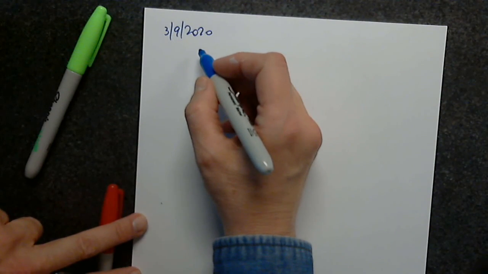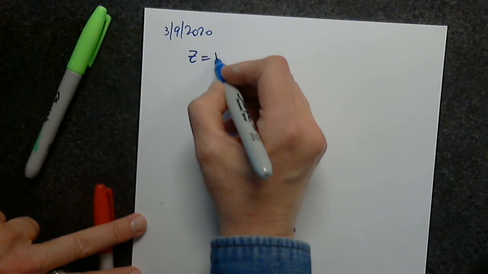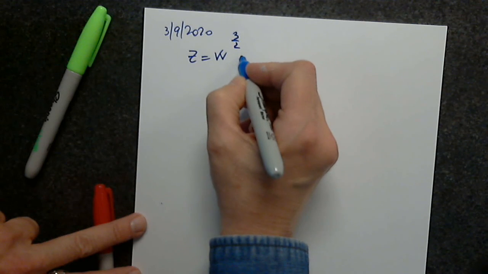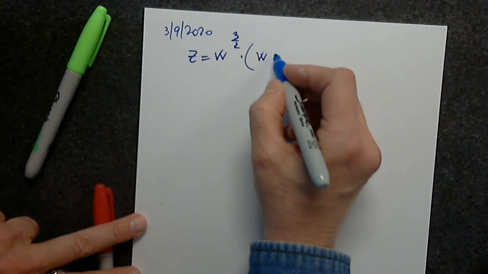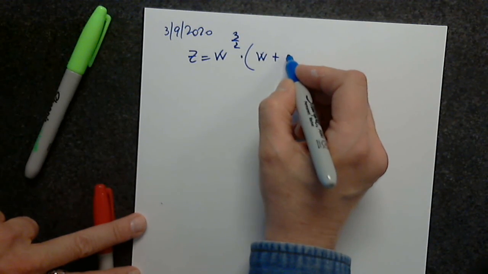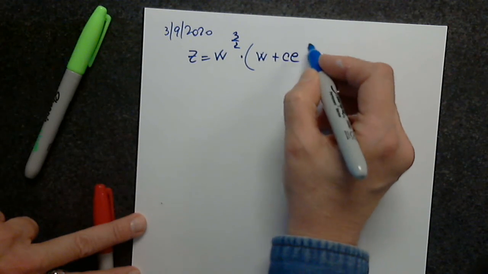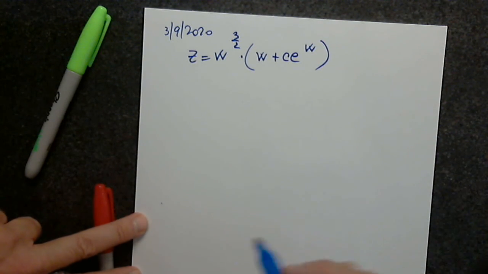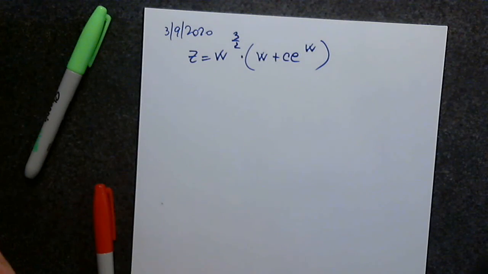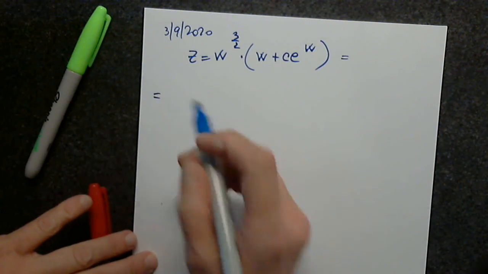So to differentiate z equals w to the 3 halves times the quantity w plus c times e to the w. And that's c. Yes, so just making sure that I copied it correctly: w raised to 3 halves, and in parentheses w plus c e to w. Yes. Perfect. I refuse to work with this.